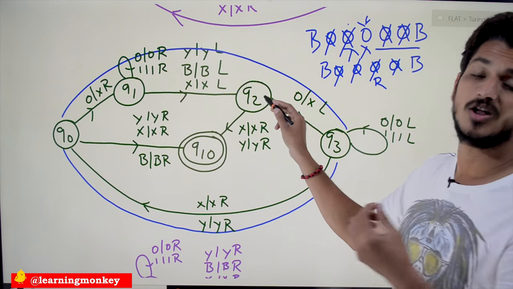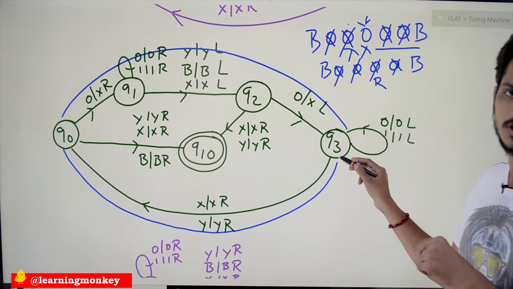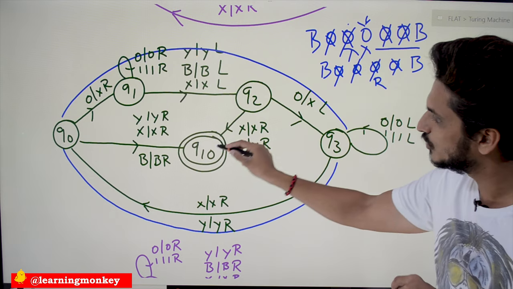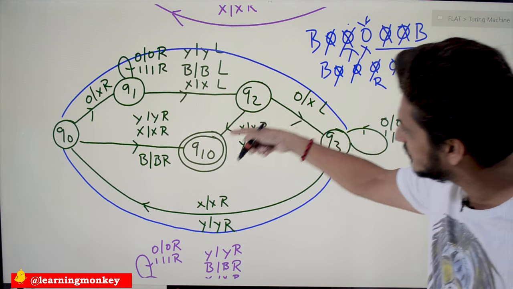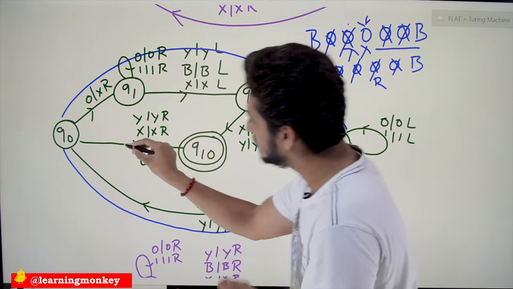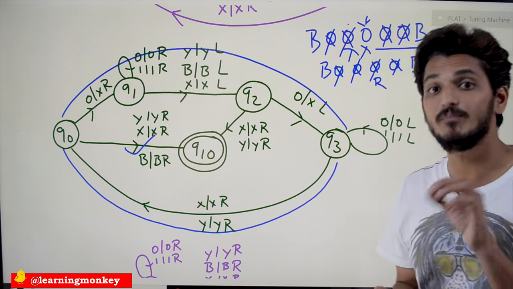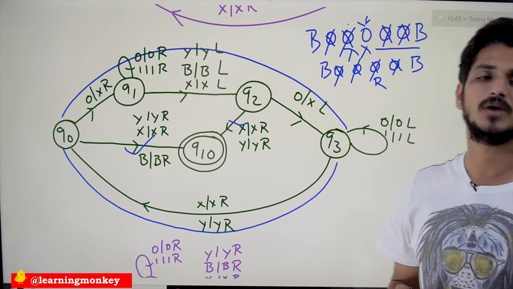On Q2 we are not going to see 0. If you find 0, move to this side, otherwise move to the final state. It is accepted, so that's why this is also accepted. This condition is used to check the even palindrome condition. This is used to check the odd palindrome condition.